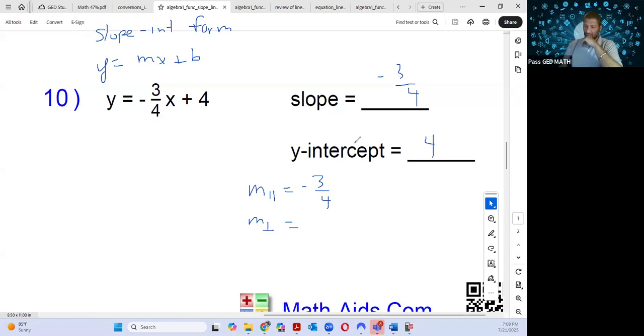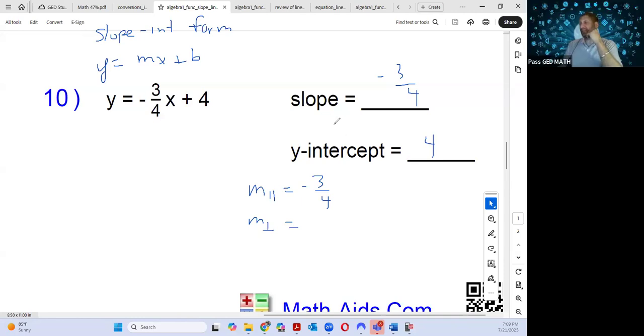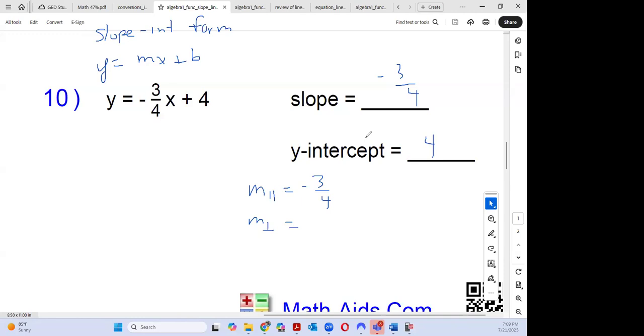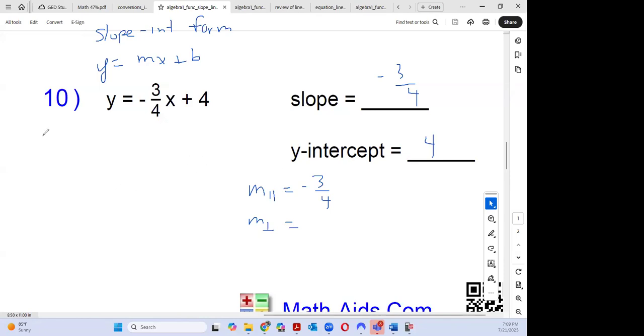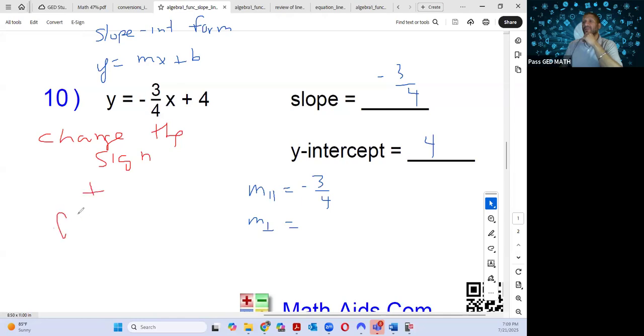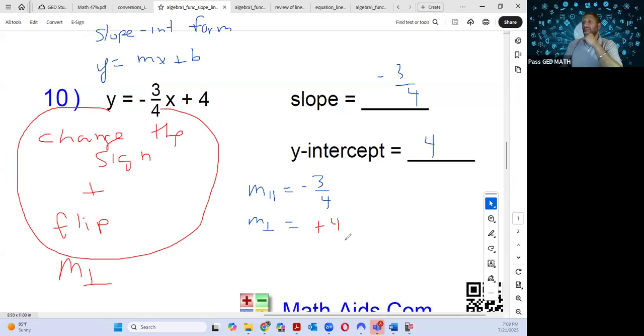What did we do? Flip the sign. No, I didn't say flip the sign. Wait a minute. Can anybody help her? Change the sign and flip. Positive 4/3. Change the sign and flip. Okay, positive 4/3.